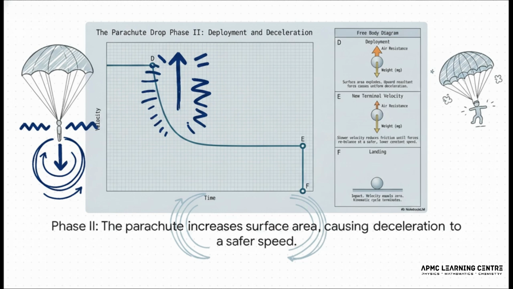At point D, the parachute just explodes open, massively increasing your surface area. This causes an enormous, instant spike in air resistance. The upward force is now way, way bigger than your weight, which creates a huge net force upwards that basically slams on the brakes. You decelerate, and you do it fast. Then, as you slow down, the air resistance drops off until once again it perfectly balances your weight at point E. You've just reached a brand new, much slower, and thankfully much safer terminal velocity to land with.